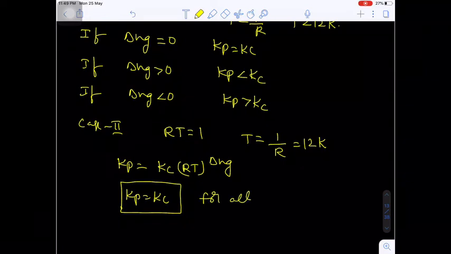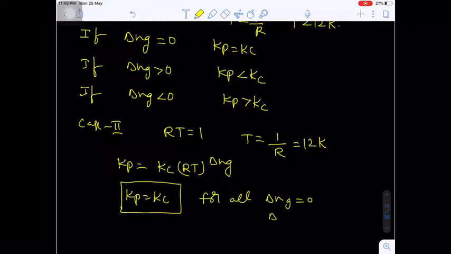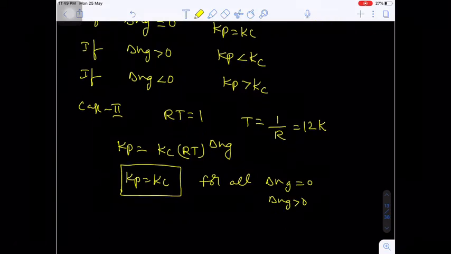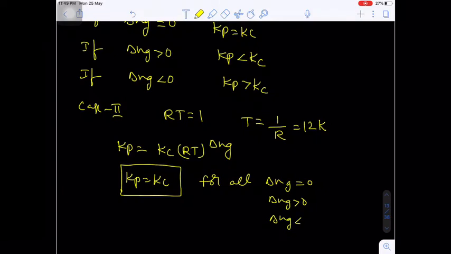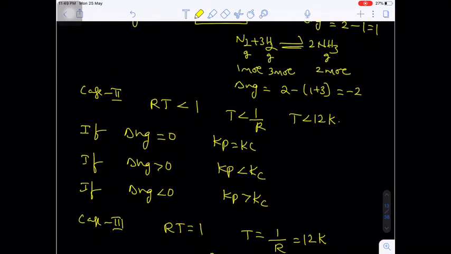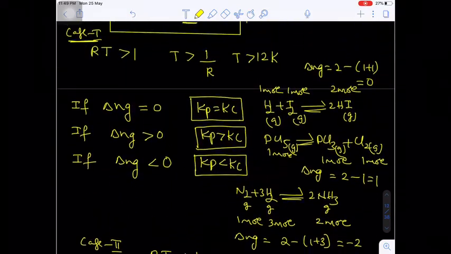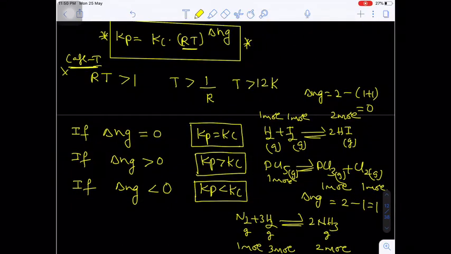For all delta Ng, 0, greater than 0, less than 0. Are you getting my point? So here there is no matter of the delta Ng. Once the temperature is 1 by R, that is the 12 Kelvin. This is a very rare case. Case 3 is a very rare case, and case 2 is also a very rare case. Case 1 is a very important case.